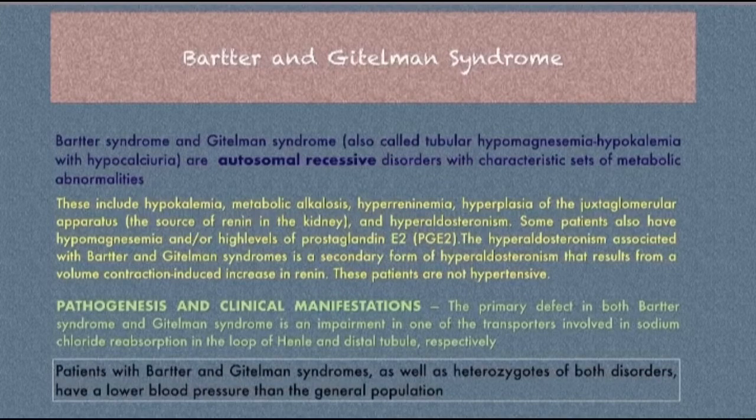So coming on to the pathogenesis and clinical manifestations, the primary defect in both Bartter and Gitelman syndrome is impairment in one of the transporters involved in sodium and chloride reabsorption. In Bartter, it is the loop of Henle, and in Gitelman's, it is the distal tubule that is defective in the reabsorption of sodium and chloride. So patients with Bartter and Gitelman, as well as the heterozygotes of both disorders, will have lower blood pressure than the general population.